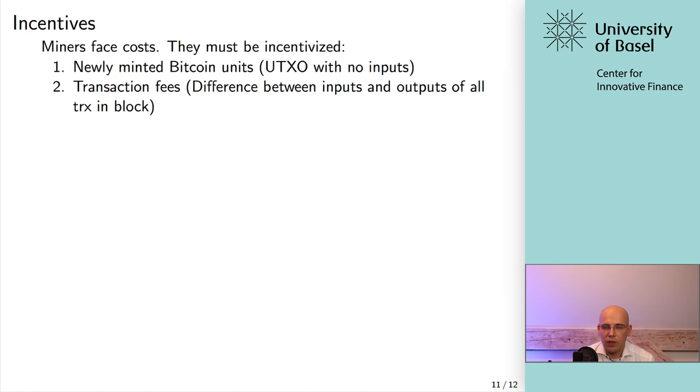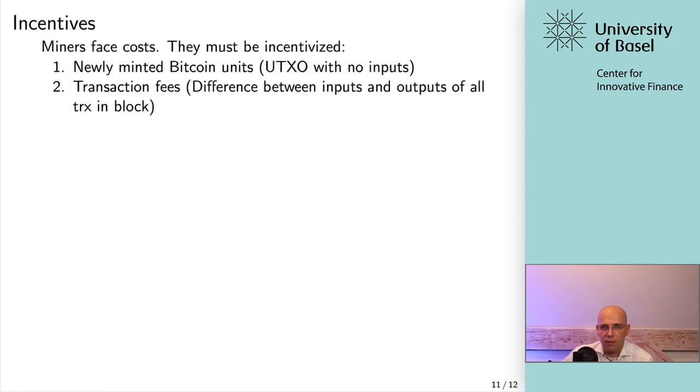So basically, whenever you're creating a block, you are allowed to add one transaction that has no inputs and creates a new output, a new UTXO, on behalf of any unlocking condition of your choice, usually your Bitcoin address. And this consists, as I said, of newly minted Bitcoin units, but also of the transaction fees, which is the difference between inputs and outputs of any other transaction in your block. These transaction fees can be voluntarily added when somebody issues a transaction to incentivize you as a miner to include their transaction in your candidate block, and you also get the value that is in there.